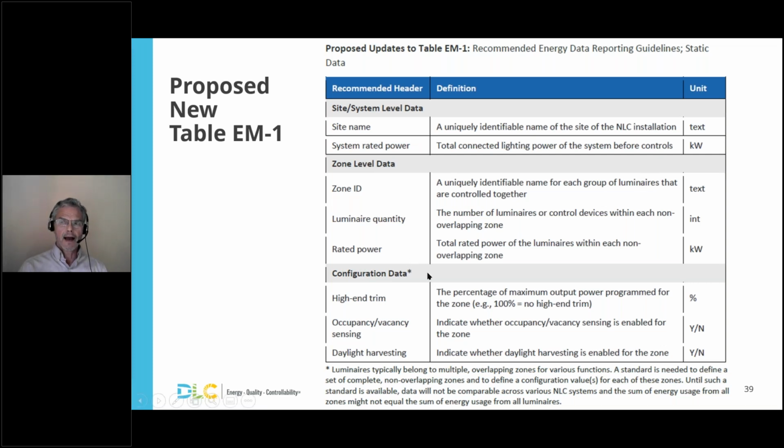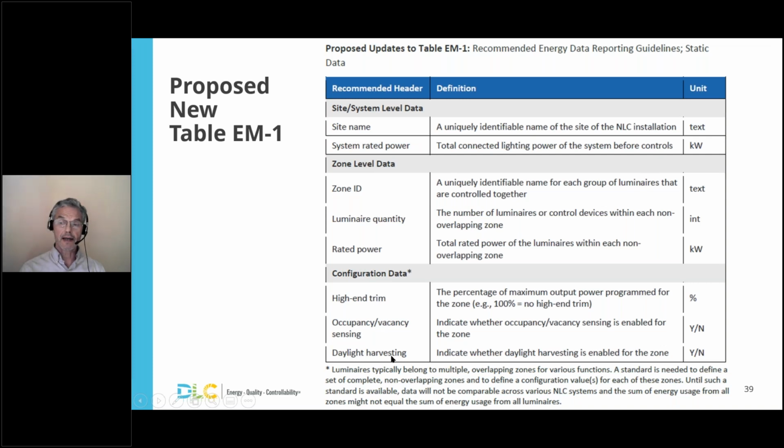Basically, the efficiency programs would like to know within each zone, how is the high-end trim set, how is the occupancy vacancy set, and how is daylight harvesting set. The difficulty is that often there are different zones for different functions.